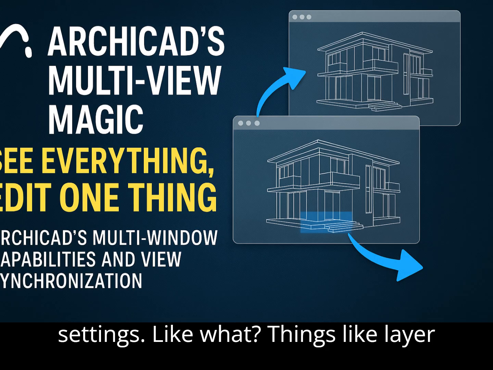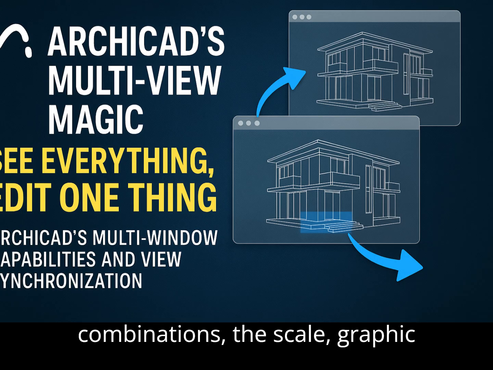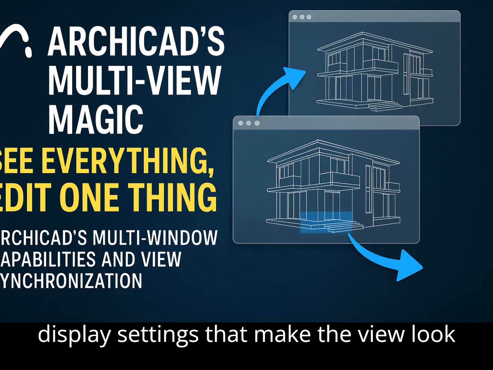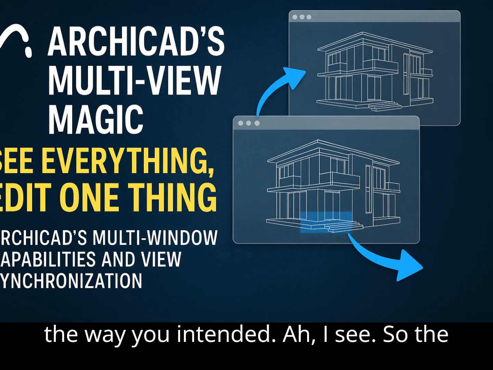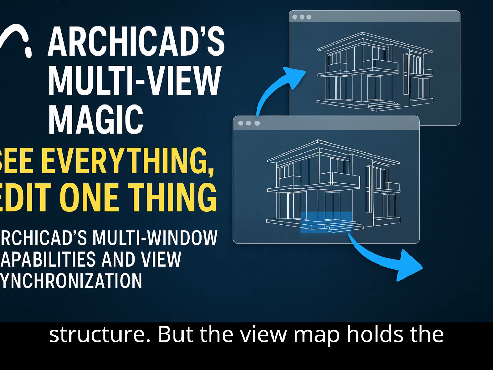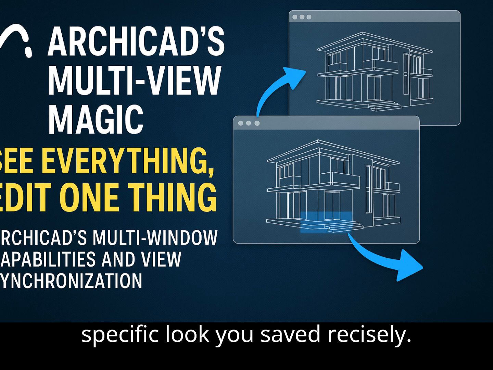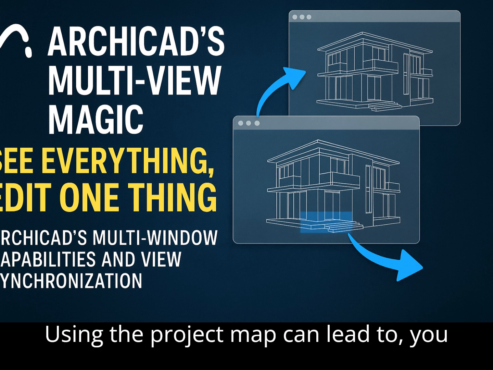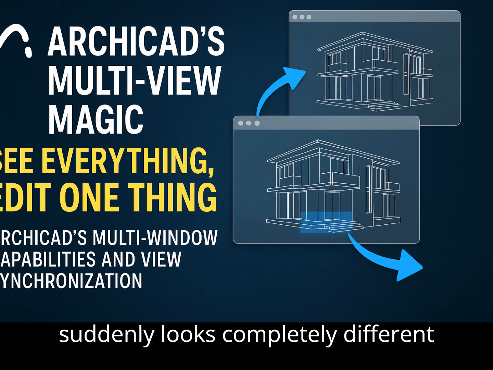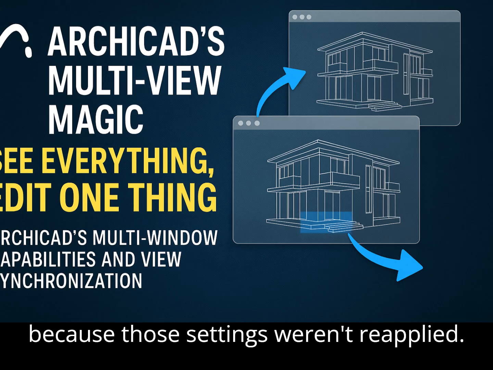Like what? Things like layer combinations, the scale, graphic overrides, renovation filters, all those display settings that make the view look the way you intended. I see. So the project map just shows the raw model structure, but the view map holds the specific look you saved. Precisely. Using the project map can lead to frustrating moments where the view suddenly looks completely different because those settings weren't reapplied.